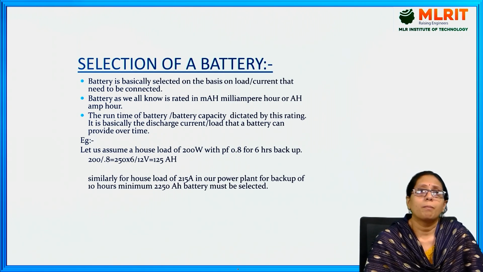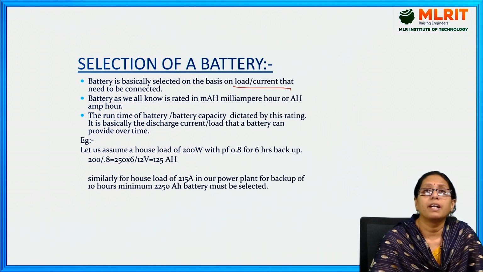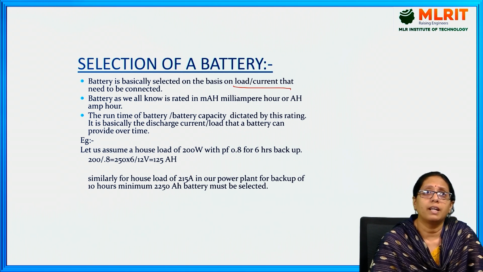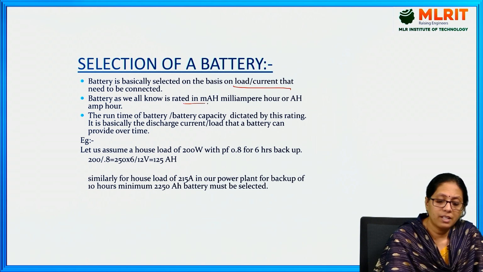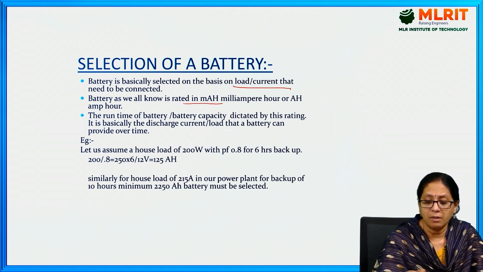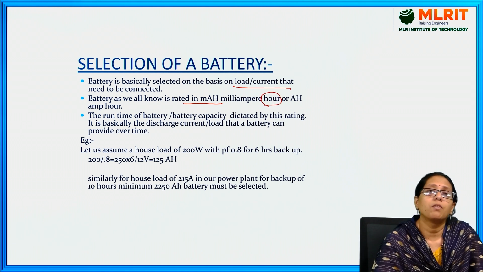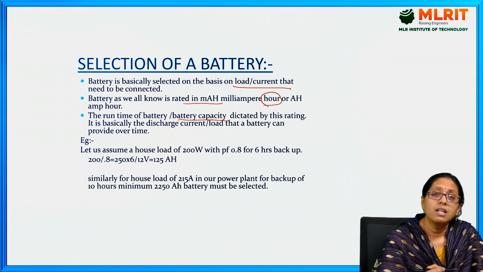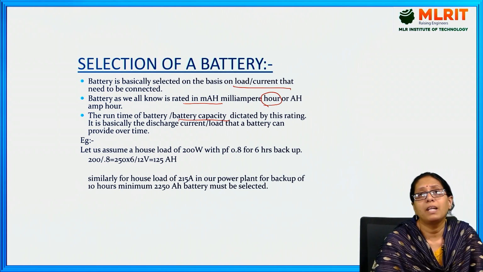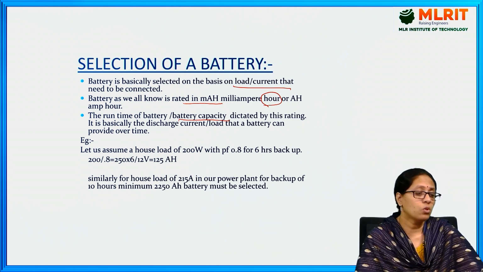The selection of a battery. How the selection of a battery can be done? Battery is basically selected on the basis of load current that is needed to be connected. And battery, as we all know, it is rated in mAh, means milliampere hour, Ah. And the runtime of a battery as well as battery capacity is being dictated by its rating. So by considering all this, we need to select the battery.